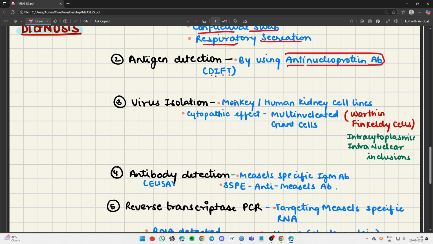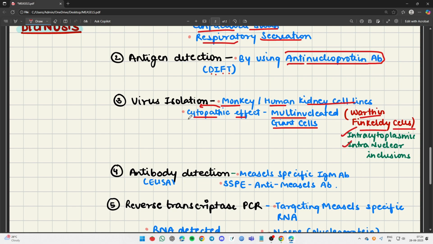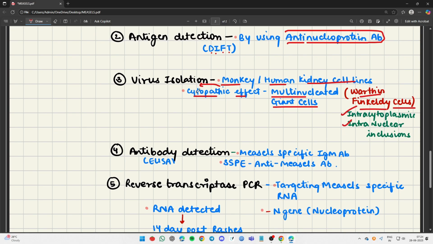Viral isolation is done in monkey and human kidney cell lines, and the cytopathic effects of the virus are noted, which helps us differentiate it from other types of virus, such as herpes virus. In herpes virus, there is rounding and ballooning of cells, as you know. The cytopathic effect of the measles virus is multinucleated giant cells, also known as Warthin-Finkeldey cells, which have intracytoplasmic and intranuclear inclusions.